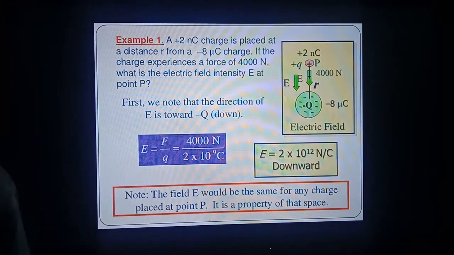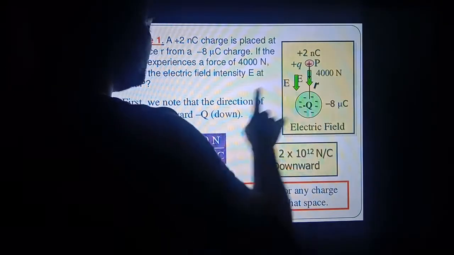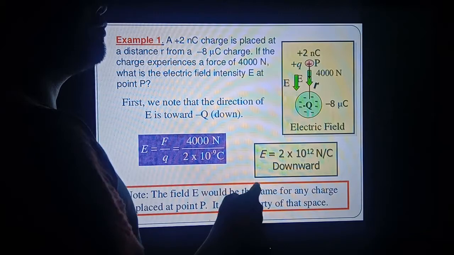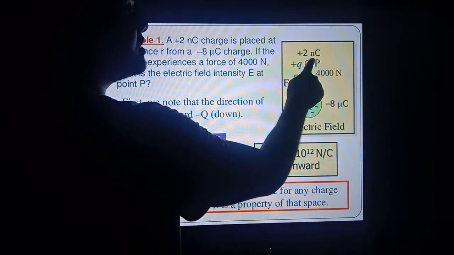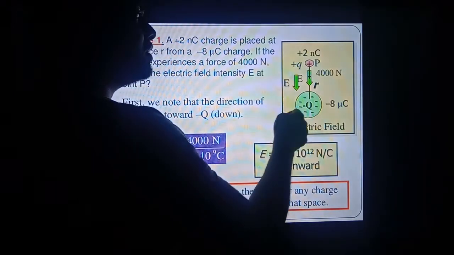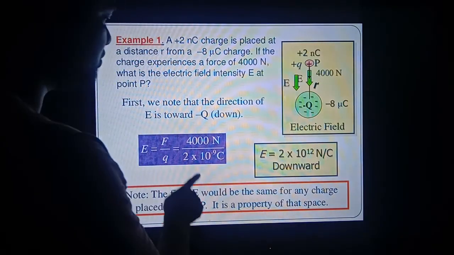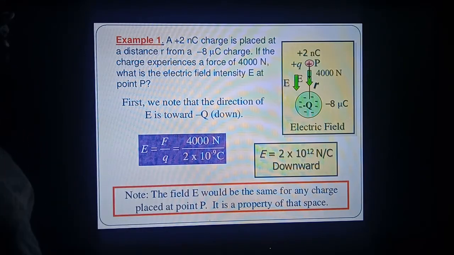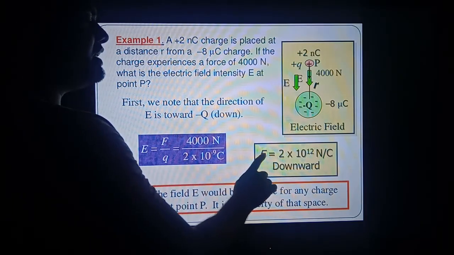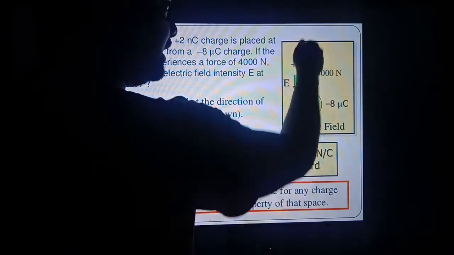Now let's apply the formula and calculate the electric field. Electric field is equal to force upon charge. So the force is 400 Newton. Now which charge do we have to use, this or this? This one, because we have to find the electric field of this charge on this. So we will divide this force by this charge, so divided by 2 into 10 raised to power minus 9. So the electric field E is equal to 2 into 10 raised to power 12 Newton per coulomb in the downward direction.